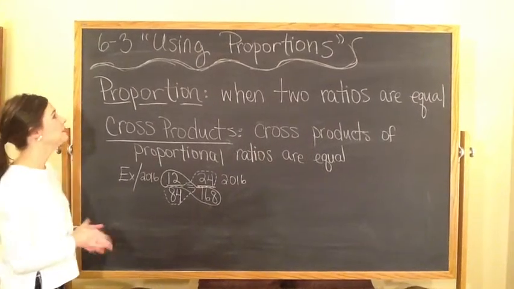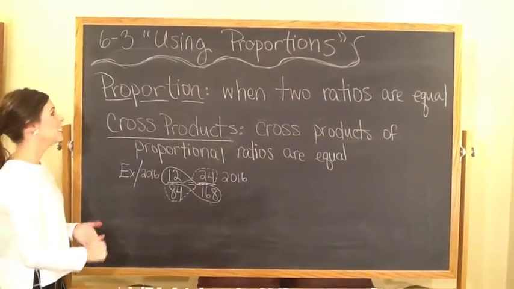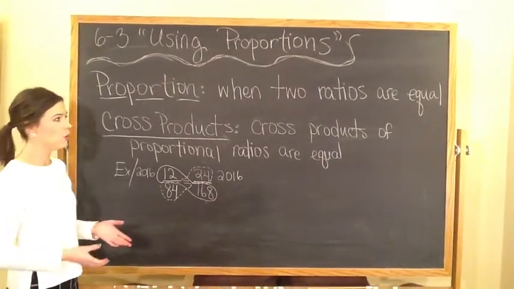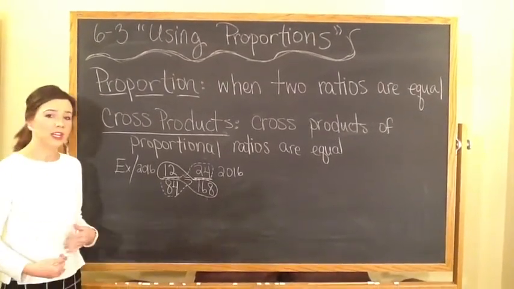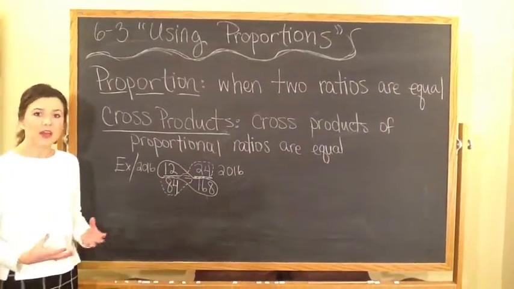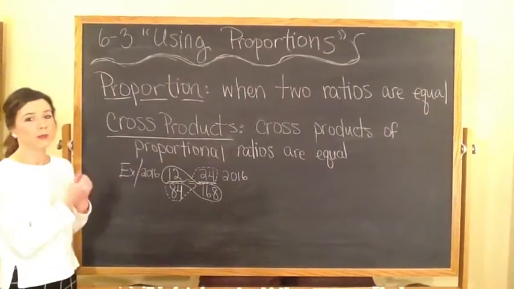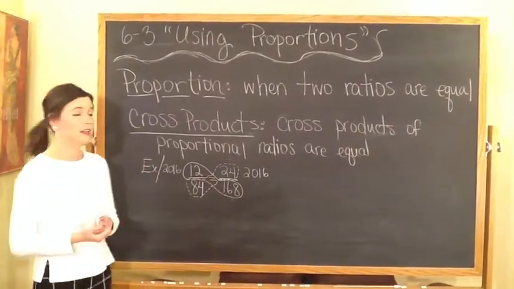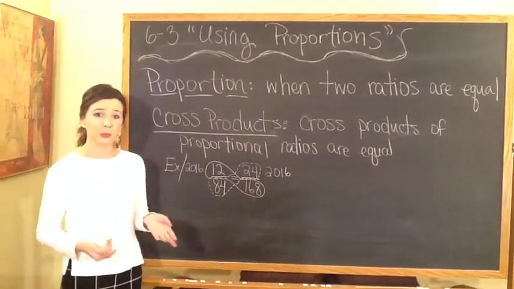Physics 3. Today we're going to be talking about using proportions. Proportions is basically when two ratios that you have are equal. So when you can simplify them or get a unit rate and they're both the same, then that shows that these ratios are proportional.